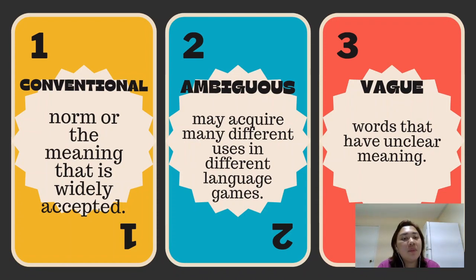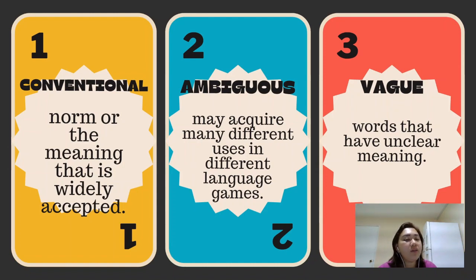Next, we have ambiguous. In some cases, a word may acquire many different uses in different language games. Thus, it becomes ambiguous. In our national language, the terms loob and hiya have so many linguistic uses that Filipino philosophers thought that deciphering the nuances of the various uses will reveal a Filipino philosophy. So, how about you? What are the ambiguous words that you know? And what are the different meanings that you can think of?